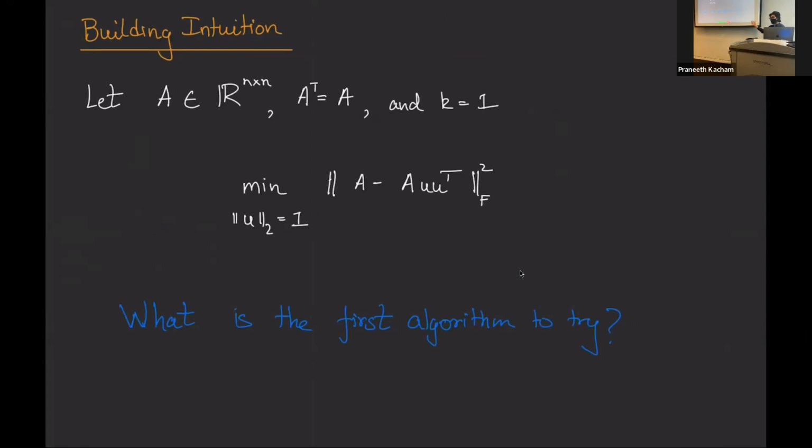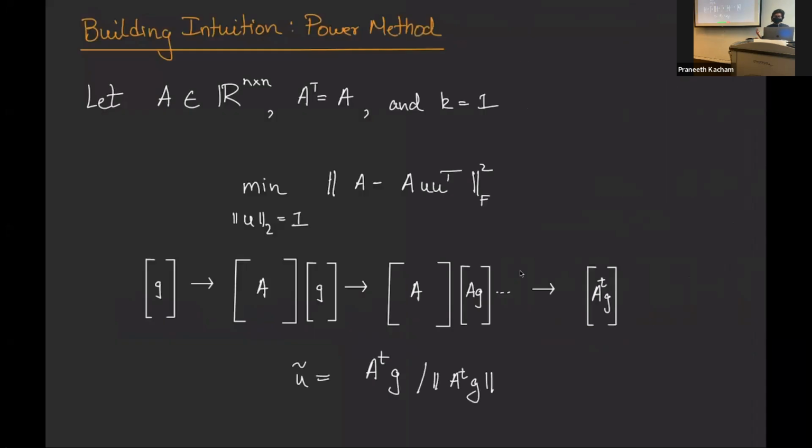Okay, so let's consider what would be the first natural algorithm to try to solve this problem. Our model is pretty limited. We start off with a vector and we can do matrix vector products. So the first algorithm to try would be something like the power method. What the power method does is it starts off with a random vector g. It computes A times g, and then repeats, applying A to the resulting product and so on, and does this t times.